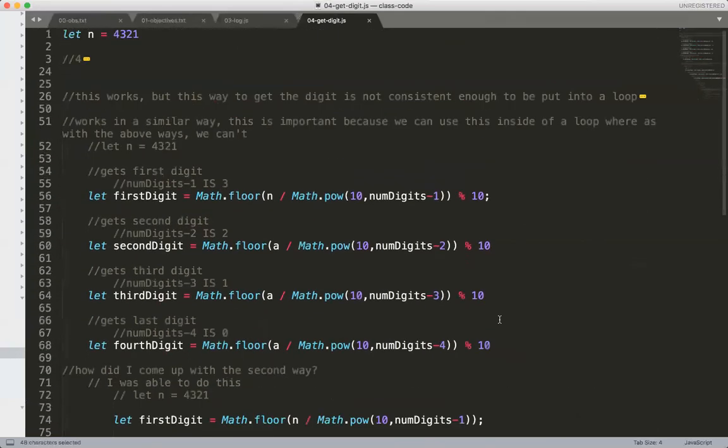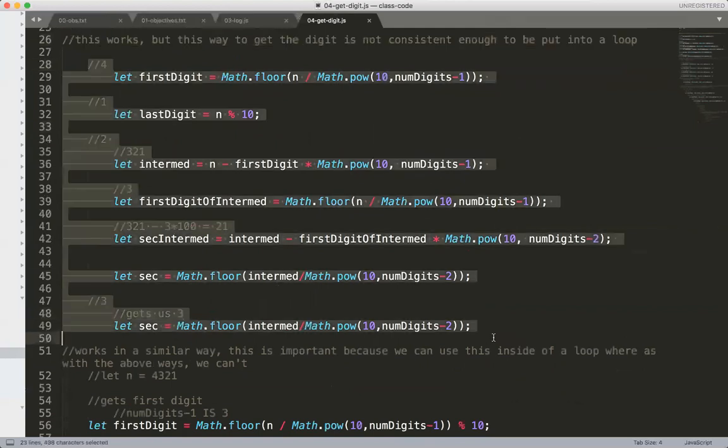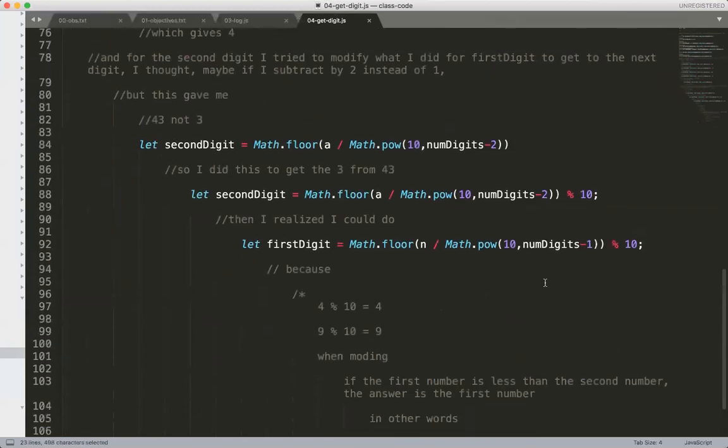on Thursday. This is what did we do? I did this, and it just doesn't work because it isn't consistent enough, right? We can't use it over and over again. Whereas this right here, all you have to do is change this number. First it's -1, then it's -2, then it's -3, then -4, then -5, right? If I want 6 digits, -6, right? That's it. So we can consistently use this inside of a loop to get the digits.